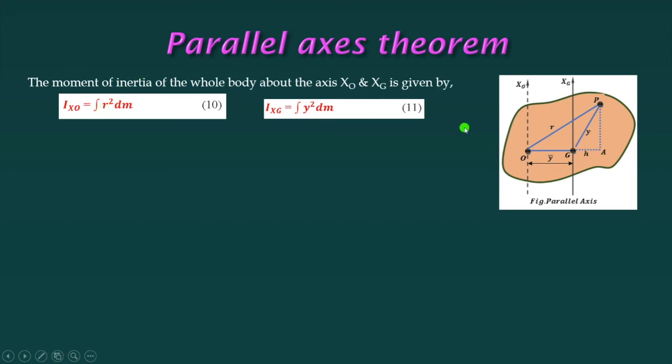Then r square dm, because r is the distance of the point and dm is the mass. So moment of inertia equals r square dm. Again, if the body is rotating about this axis, called the xG axis, as it is passing through the center of gravity or centroid, then we have to measure the distance from this axis. This distance is y. So we write Ix equals y square dm.